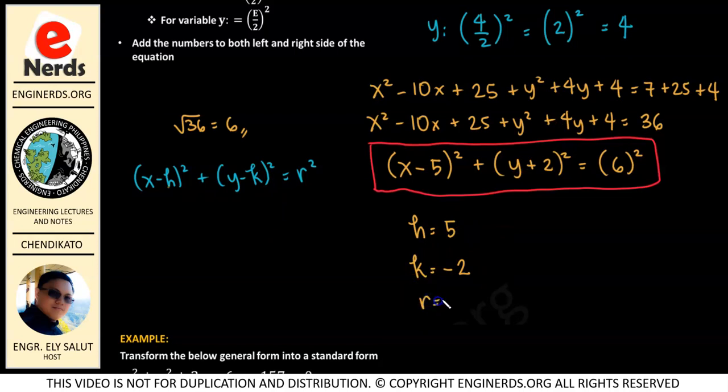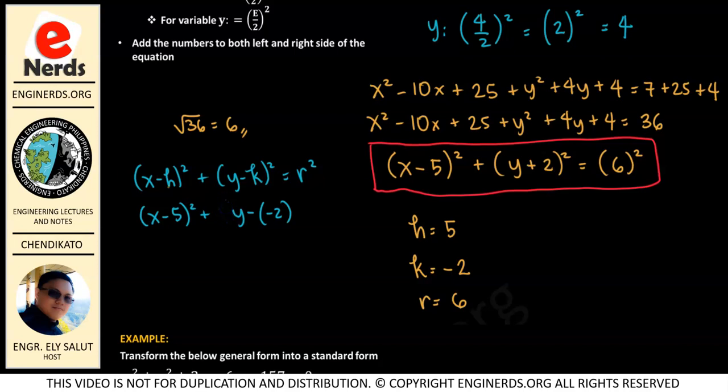Our r is equal to, here, we have r squared, no? We have 6 squared here. So therefore, our r is equal to 6. Okay, so gamitin natin to para mas maintindihan natin kung tama ba yung sagot natin. So our h is equal to 5. Substitute natin dito, x minus 5 squared plus y minus, our k is negative 2, no? So we will have here negative 2. Okay? So let me change this to bracket, no? Para mas maging malinaw tayo.